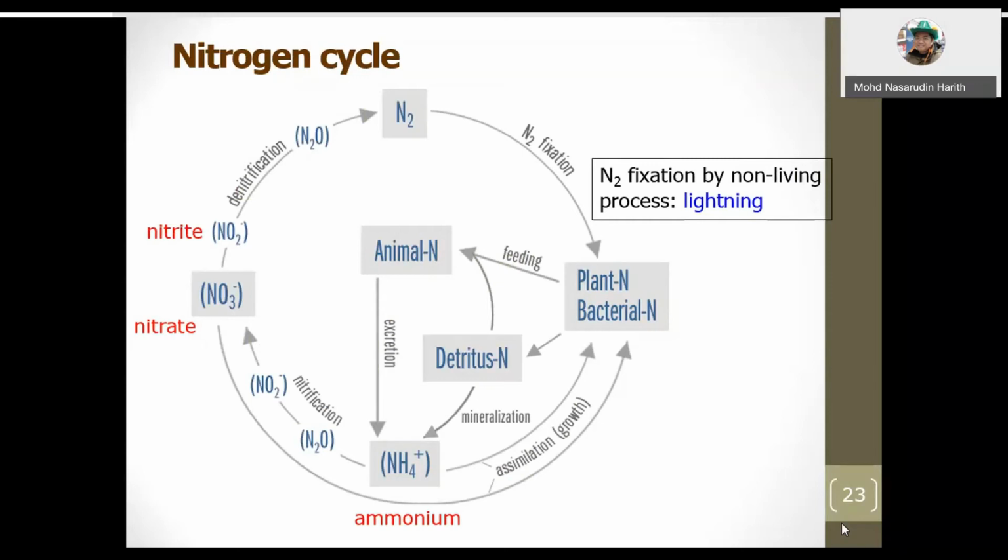Nitrogen gas is fixed by plants or bacteria through fixation. Nitrogen gas can also be fixed by a non-living process, from lightning. And then plants and bacteria are also fed on by animals, and the animals produce excretion in the form of ammonium. You can read and observe these nitrogen cycles and understand the processes. The details of the processes will be shown later.